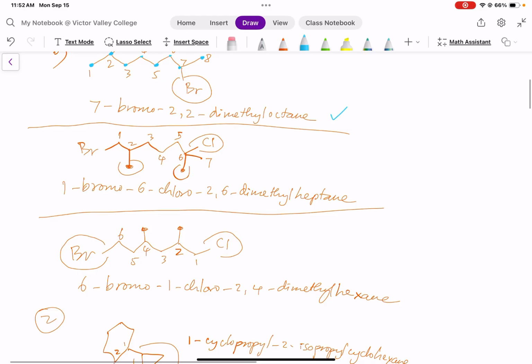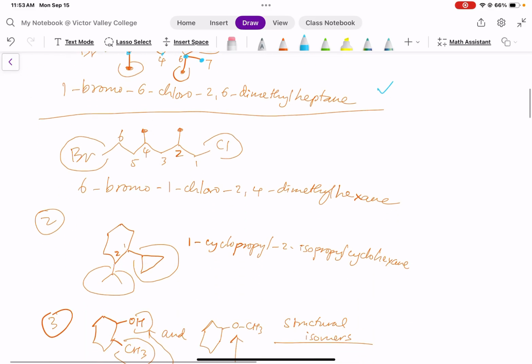Okay, here we got 1, 2, 3, 4, 5, 6, and 7. All right, on the left side, 1 bromo, that's the closest one you can find, right? And alphabetical order as well. So we're gonna go that way. 1 bromo, 6 chloro, 2,6-dimethylheptane.